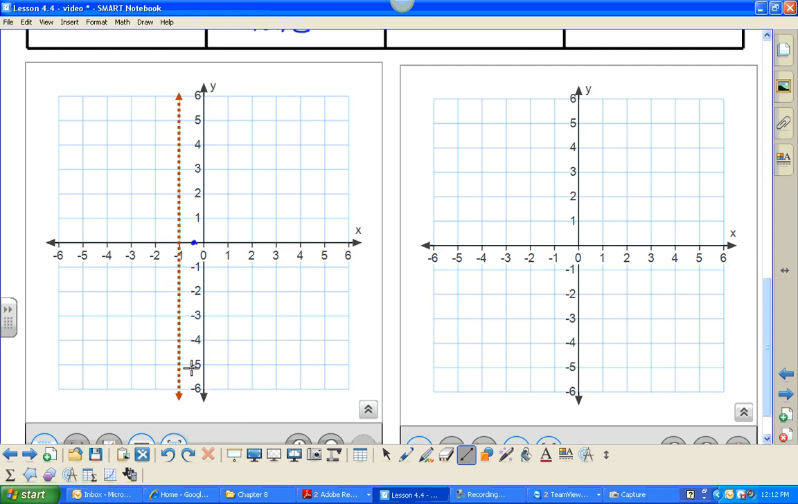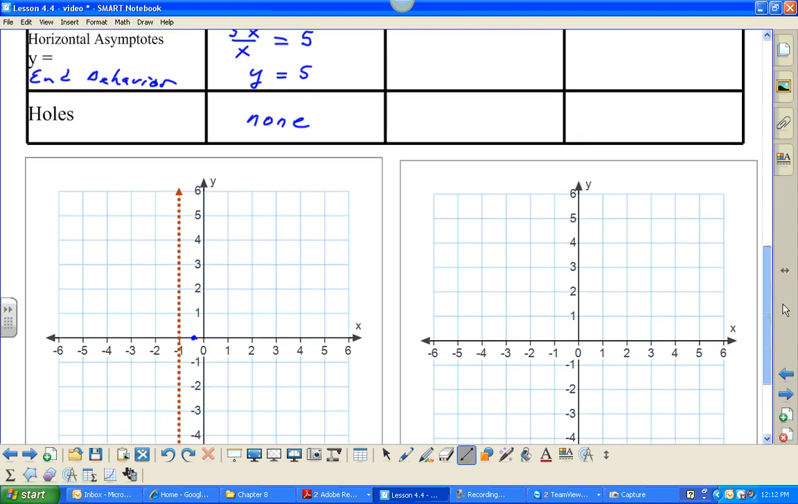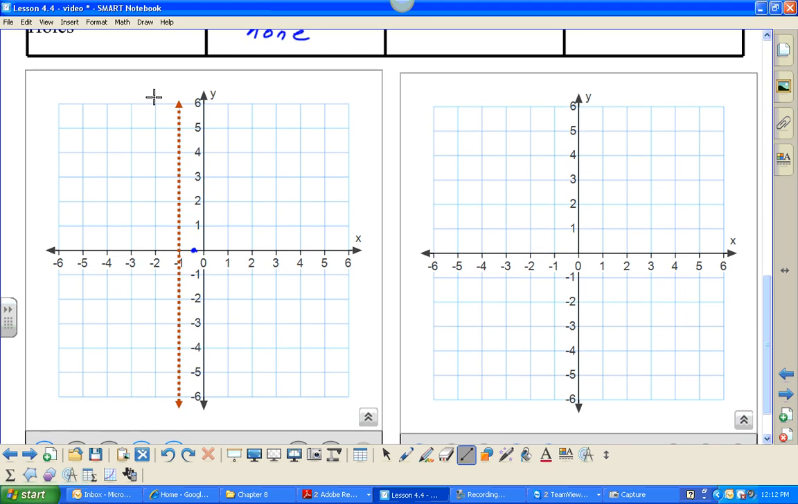Okay, and we're going to make it a dotted line too, because it's not really there. We're just showing the asymptote there. And then it says we also have an asymptote at y equals 5. So we'll draw a horizontal asymptote here at y equals 5. Right? And there are the asymptotes.